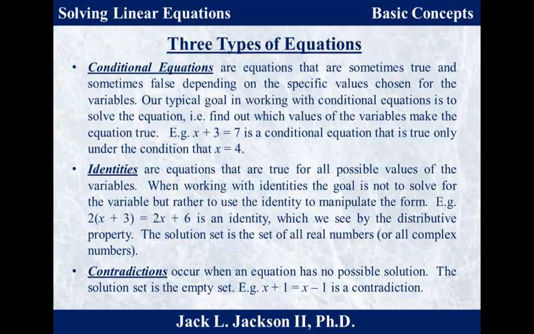So whereas a conditional equation is sort of like a mystery, find out who did it, which x's work, which x's are the mystery x's that make this thing work. In an identity, that's not the point at all, because all x's work here. We neither know nor care what x is. The point is, every time you take 2 times x plus 3, you get 2x plus 6.